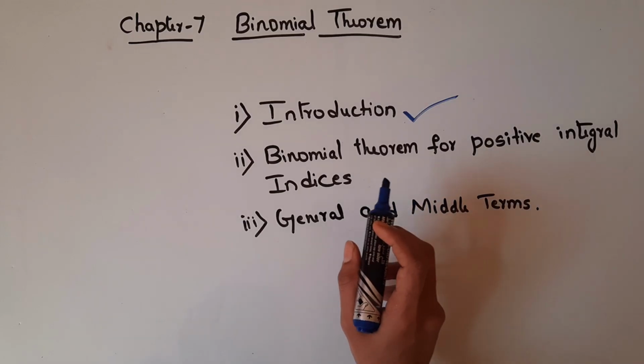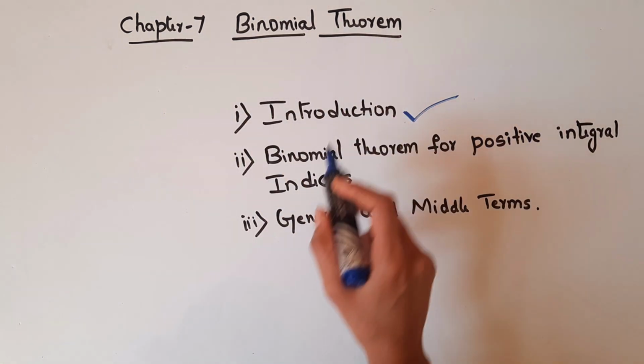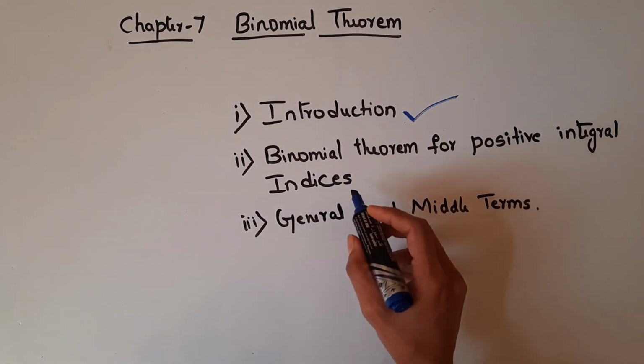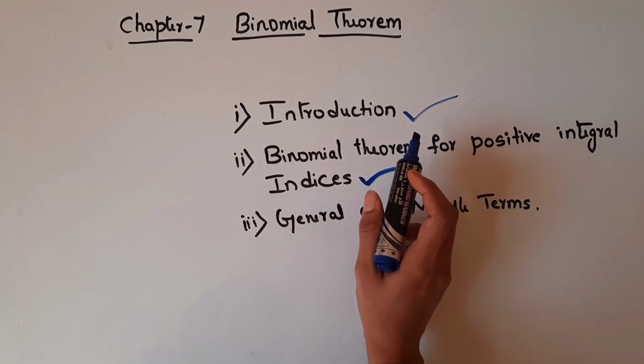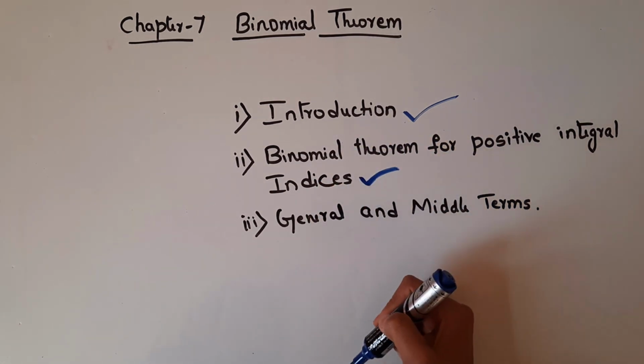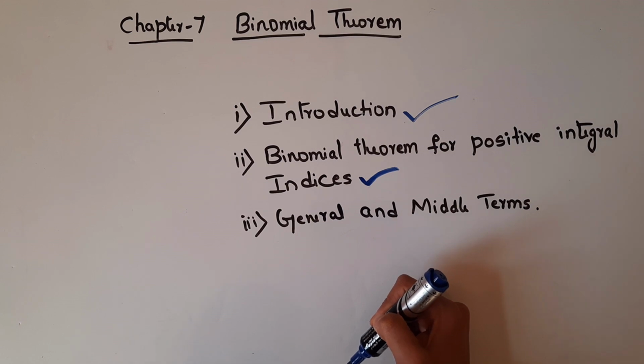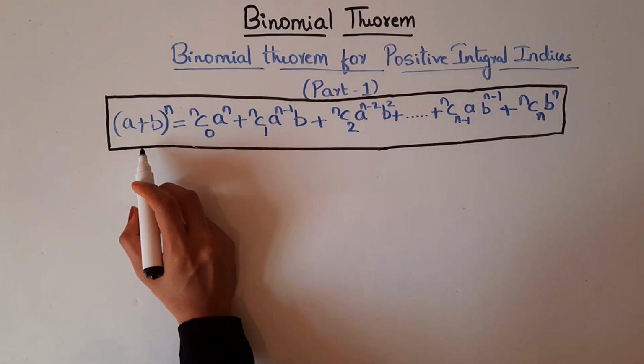In this video, we are going to see the second topic of binomial theorem, that is binomial theorem for positive integral indices. In my previous video, we have seen the introduction to binomial theorem. If you haven't watched that, there is a link in the description box below, you can check that out. We have already seen the general form of binomial theorem for positive integral indices.